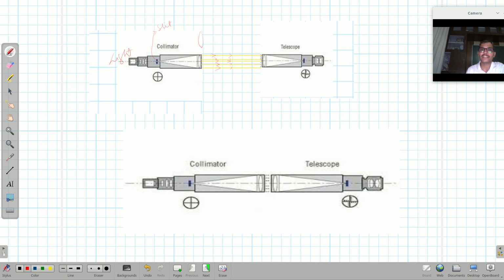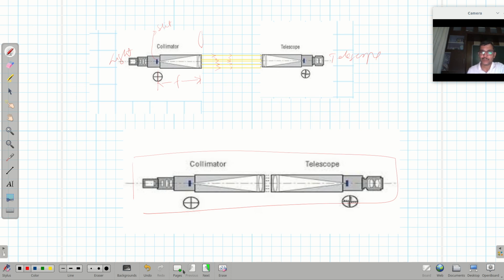So when light is coming from this point, if this distance is at the focus, equal to the focal length, then light comes parallel, and when light comes parallel, this light is observed with the help of a telescope. This is the combined diagram of this one. This is the collimator and this is the telescope. Why are we using a telescope? Because the rays are coming parallel, therefore we are using a telescope here.